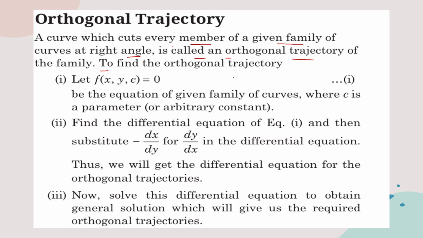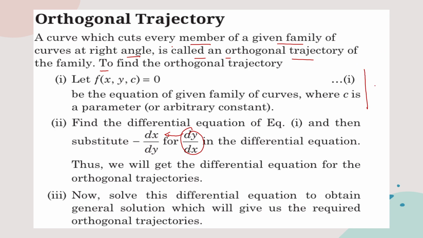Now how do we find this orthogonal trajectory? Suppose an equation is given which is f of x comma y comma c is equal to 0. The equation is given in terms of x and y, and c is the arbitrary constant of the family. The first step is this one. Second step: find the differential equation first of all, and then substitute dy by dx with minus dx by dy. It is the same thing we discussed.